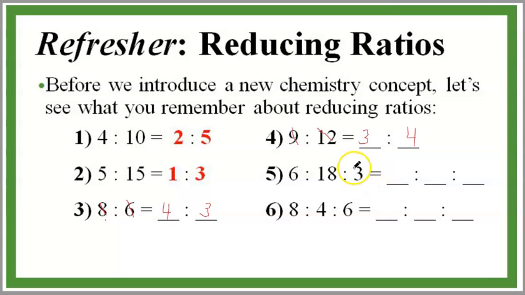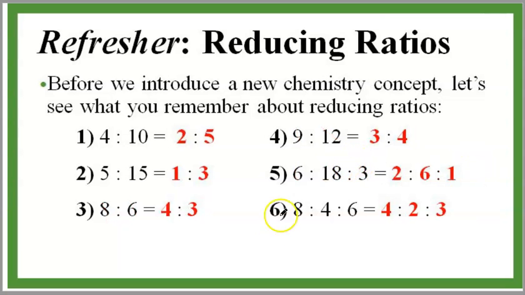Okay, so I'm going to go ahead and start with the 6. 6 divided by 3 is 2. 18 divided by 3 is 6. And 3 divided by 3 is 1. And then same thing for that last one. So you've been doing this a long time. Hopefully that's fairly straightforward.